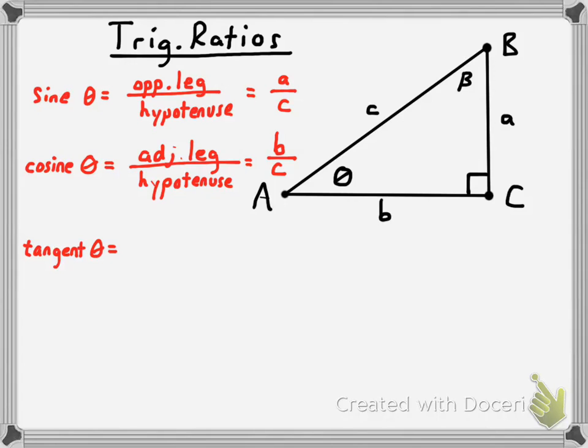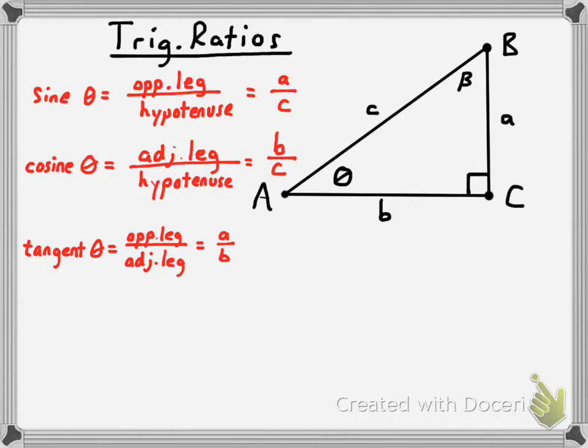Now, at this point, we've made a ratio between each leg of the triangle and the hypotenuse. The only ratio we haven't made yet is the ratio between the two legs of the triangle, and so that's what the tangent of theta is. And specifically, it's a ratio between the opposite leg and the adjacent leg from an angle. And from theta, we already said the opposite leg is A and the adjacent leg is B, so that would be A over B.